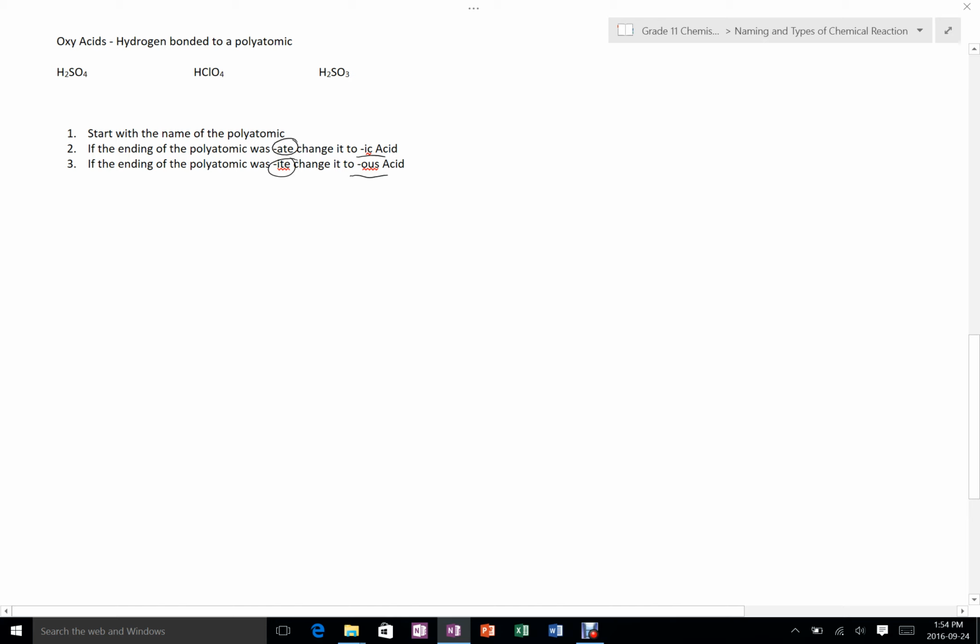Now the trick I use to remember this one is that the I doesn't go to the I. See, this I goes to an O, and this A goes to this I, so we know the I doesn't go to the I, and then we can keep these ones straight. So this polyatomic here, H2SO4, is sulfate. And if I change that, ate changed to ic, so we would call this sulfuric acid.